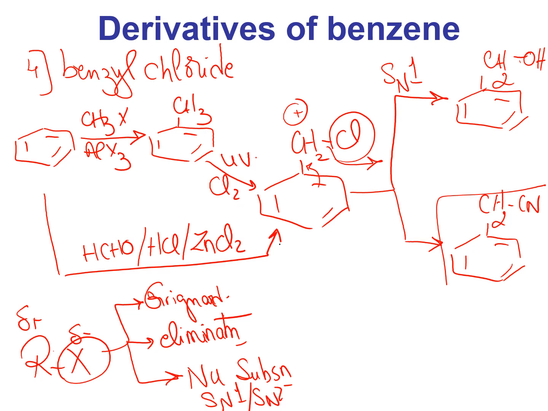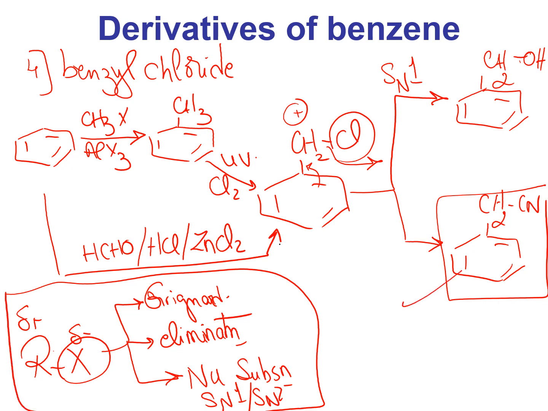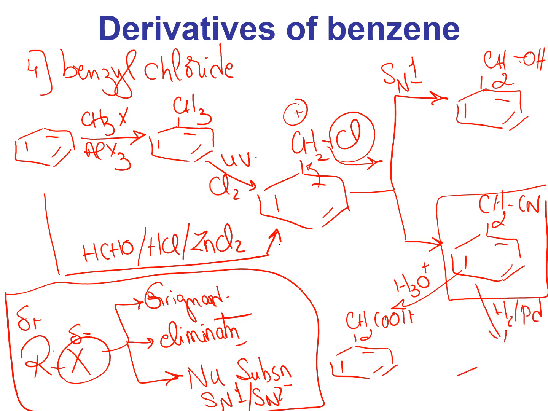The cyano compound, or the cyano substitution, is of special interest because the cyano group is a key functional group in organic chemistry, where you can hydrolyze them to produce the carboxylic acids, and you can reduce them to produce the amines.